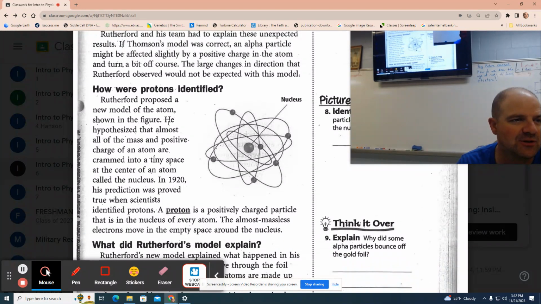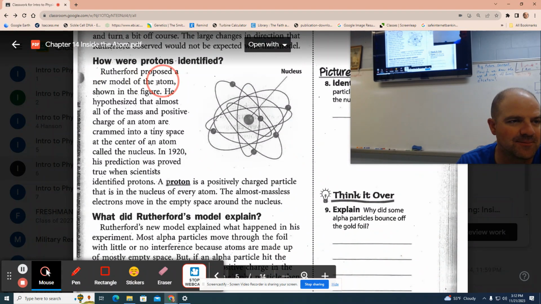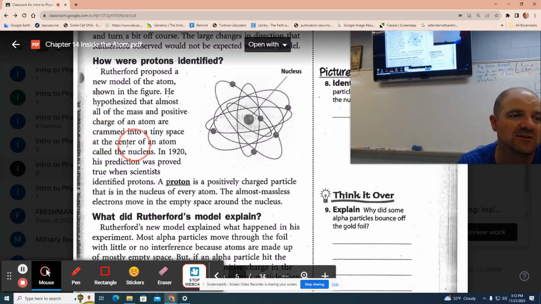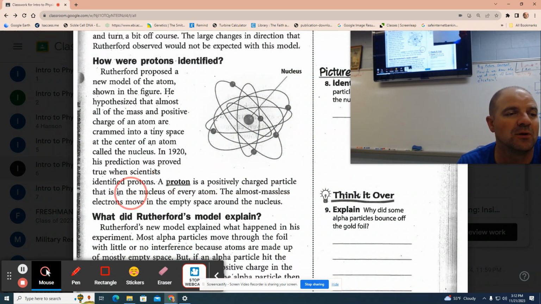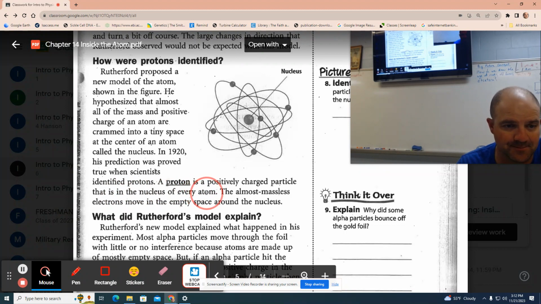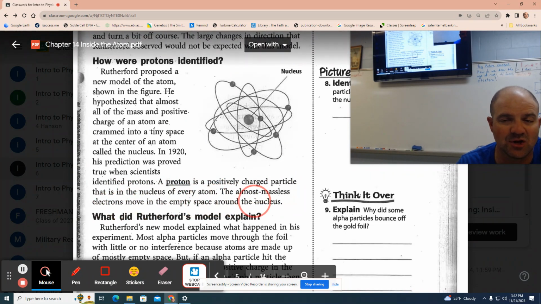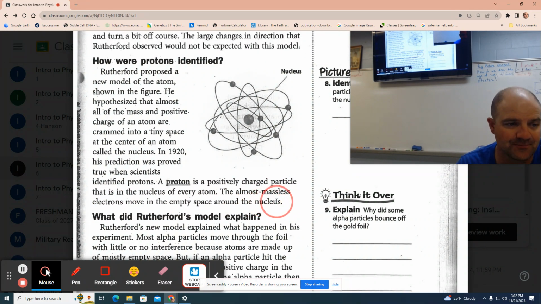Rutherford proposed a new model of the atom, shown in the figure. He hypothesized that almost all of the mass and the positive charge of an atom are crammed into a tiny space at the center of the atom called the nucleus. In 1920, his prediction was proved true when scientists identified protons. A proton is a positively charged particle that is in the nucleus of every atom. The almost massless electrons move in the empty space around the nucleus.